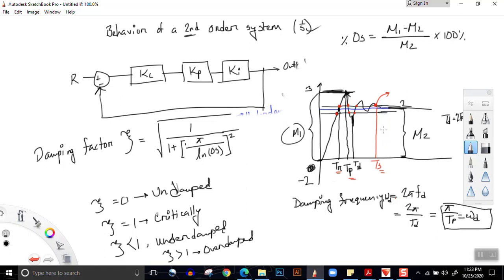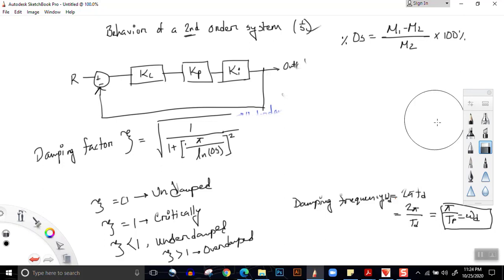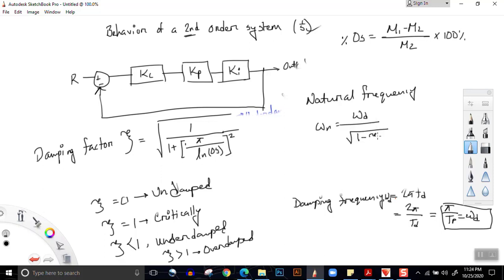This is our damping period. Damping period is the period of oscillation of a damped system, an underdamped system. The period of oscillation of an underdamped system is the damping period. And the next phenomenon is called natural frequency. Natural frequency omega n is defined as omega d divided by root over 1 minus zeta square. Natural frequency is the frequency at which an undamped system operates. We know an undamped system is an oscillatory system, as I have shown earlier. So the frequency at which that undamped system will operate is called the natural frequency.